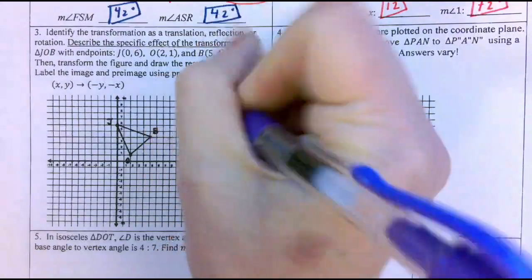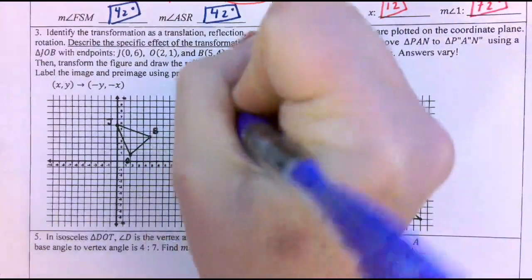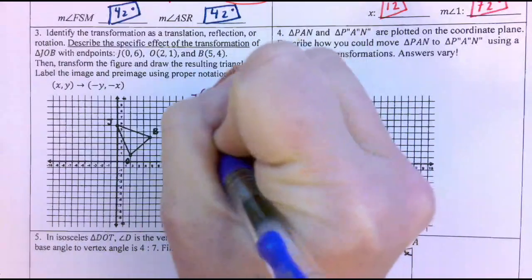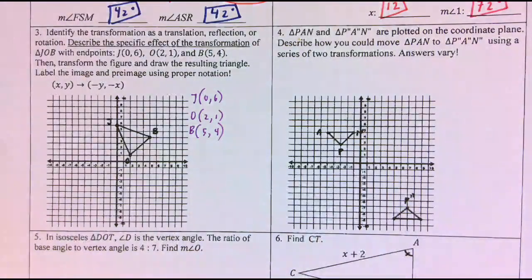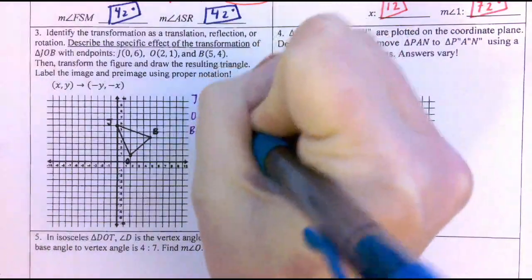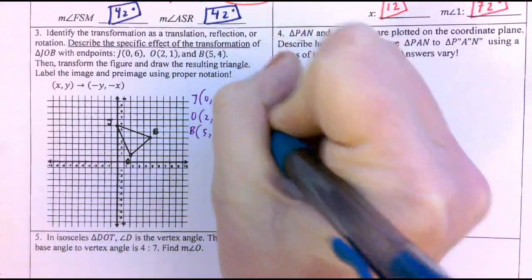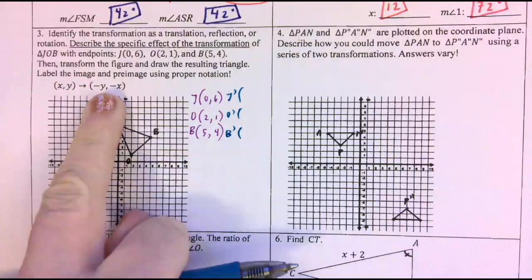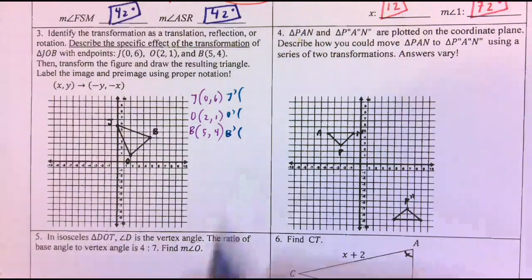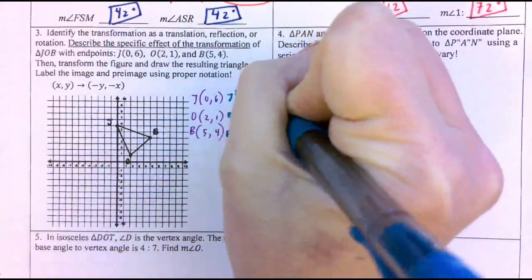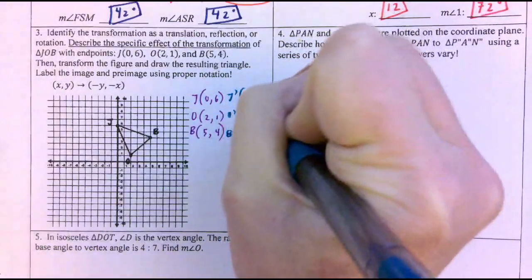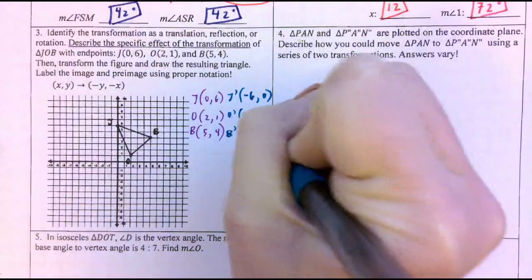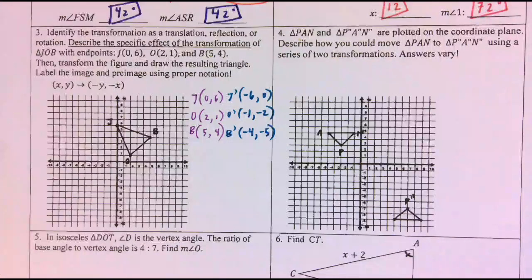So if I look at my pre-image points, let me just transfer those down. I have 0, 6, 2, 1, and 5, 4. Okay, so for my new points, my image points with the prime notation, I see that they are switching position and sign. So here I should have negative 6, 0. I can't have a negative 0, still 0. Here I'd have a negative 1, negative 2. Here I'd have a negative 4, negative 5. So I have my points and now I plot them.